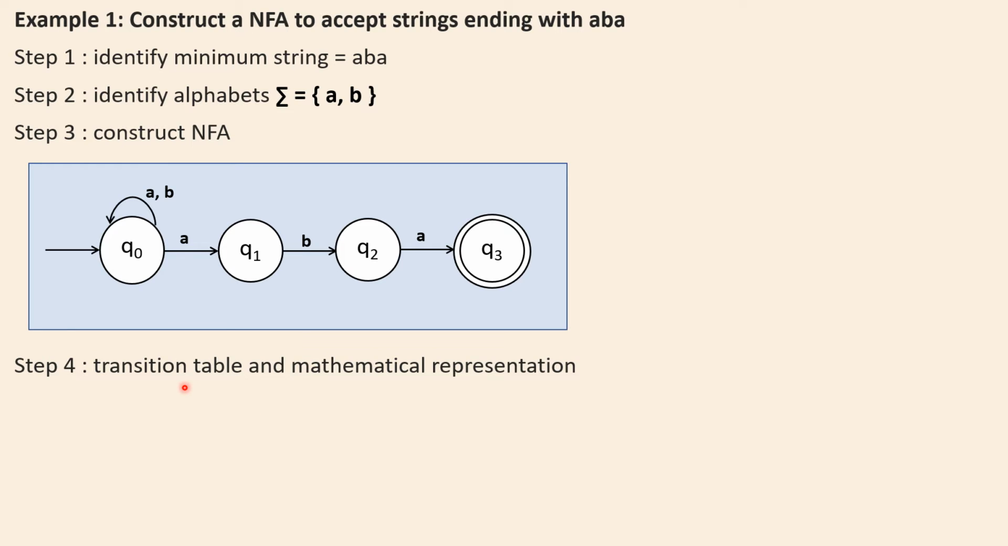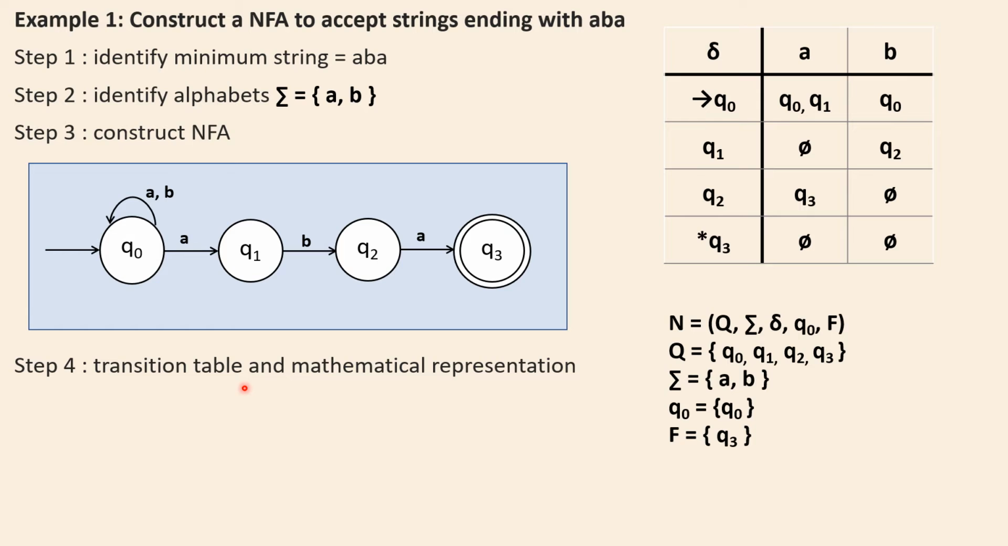Now in step 4 we have the transition table and mathematical representation. We can see that Q0 on input A can either loop to itself or go to Q1. Then Q0 on B loops to Q0 itself. Q1 on A has no transitions. Q1 on B can go to Q2. Q2 on A can go to Q3 and on B it has no transitions. Q3 has no transitions on input A or B.